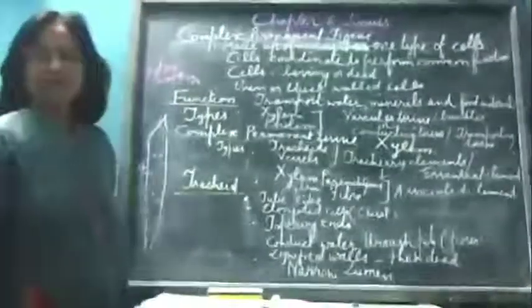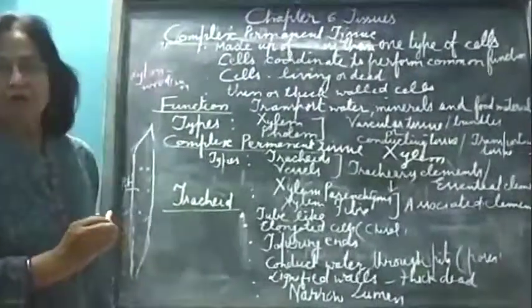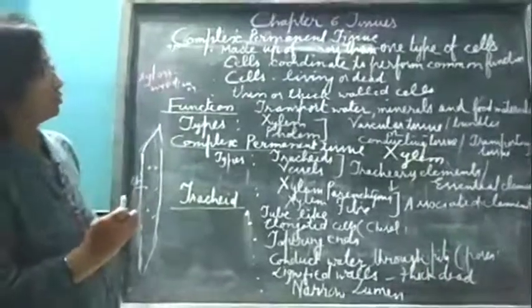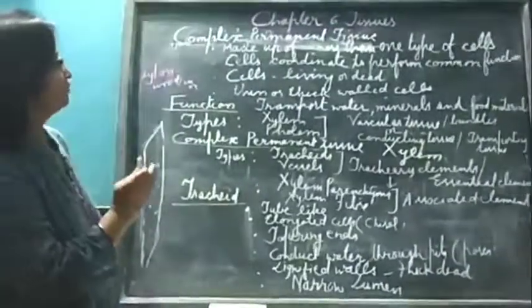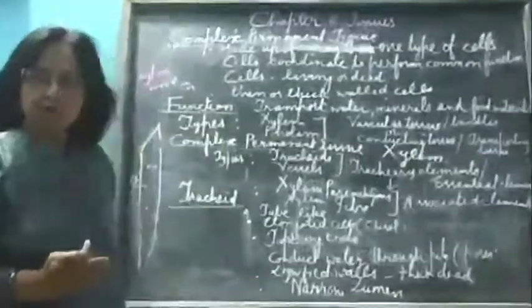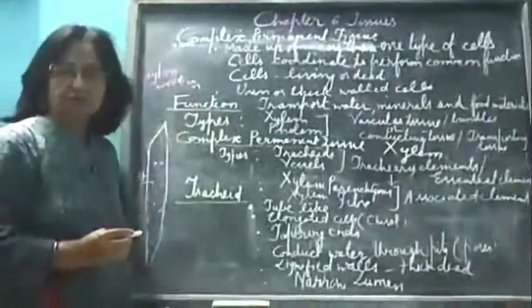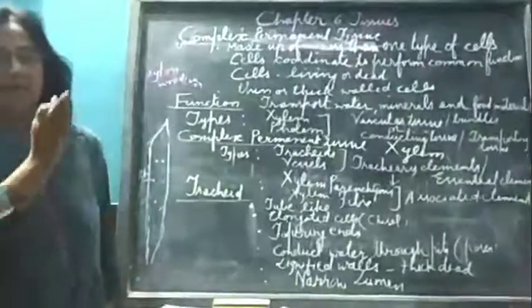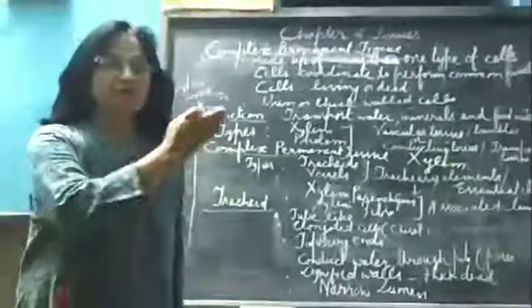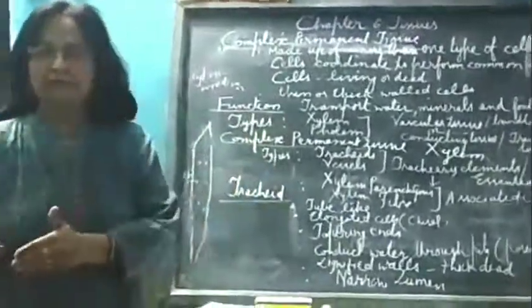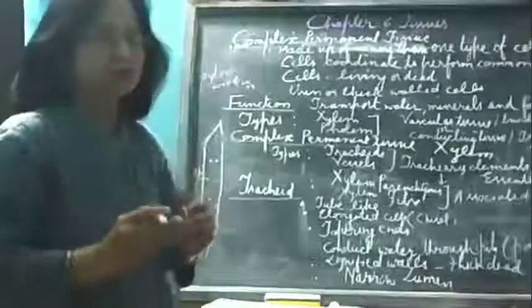Once again we are here with our chapter number 6, and the name of the chapter is tissues. Till now we have done a few topics of the tissue. In tissues we have done plant tissue. In plant tissues I have explained a lot of things. First I have divided plant tissue into two categories: first meristematic tissue and second permanent tissue.